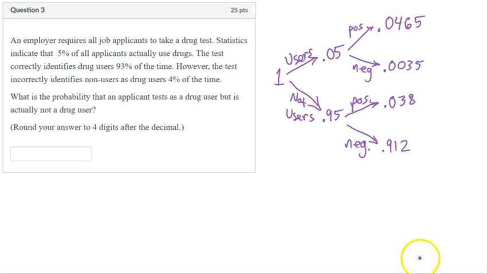0.912. And to make sure you got the right numbers here, you can add up all 4 of these numbers and make sure they add up to 1. Add these 2 numbers, make sure they equal 0.95. Add these 2 numbers, make sure they equal 0.05.